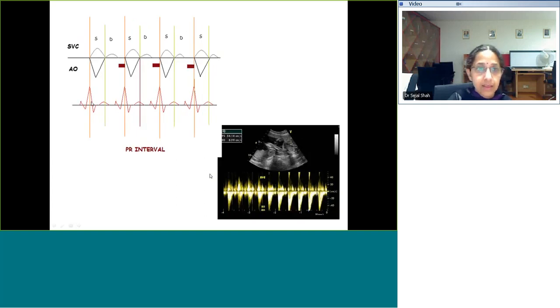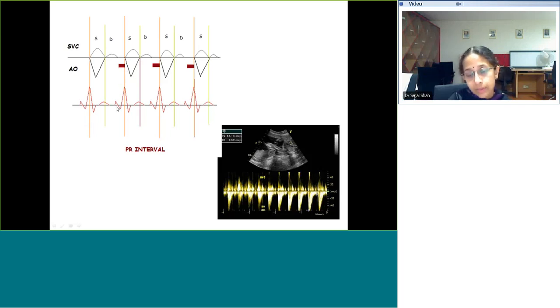Coming down to the SVC and the aorta Doppler, the SVC Doppler has the S and the D wave, and then the aortic Doppler has the single systolic flow which coincides with the S wave of the SVC. So here we can see this is the S and the D wave, the D wave velocity lesser than the S wave, and then the aortic flow. The aortic and the SVC S wave coincide, and then you have the D wave. So the cessation of the D wave and the starting of the aortic flow is the PR interval in this. So this is how it coincides with the PR interval.